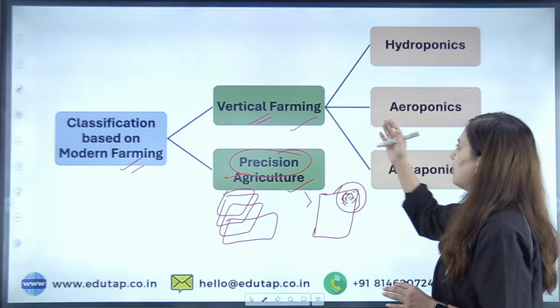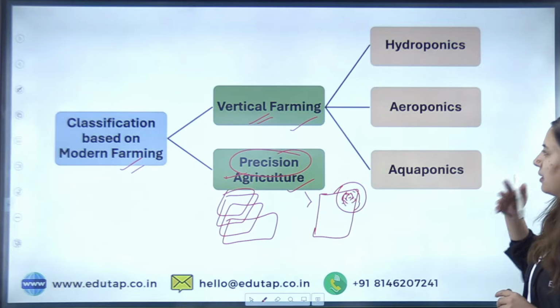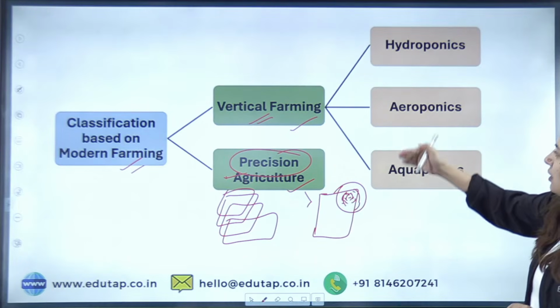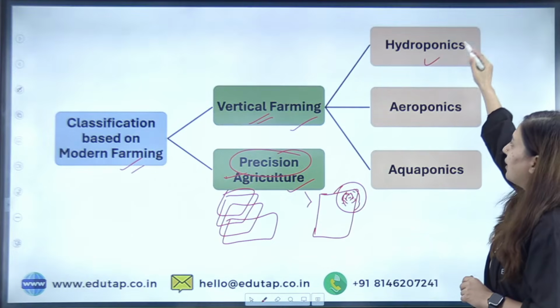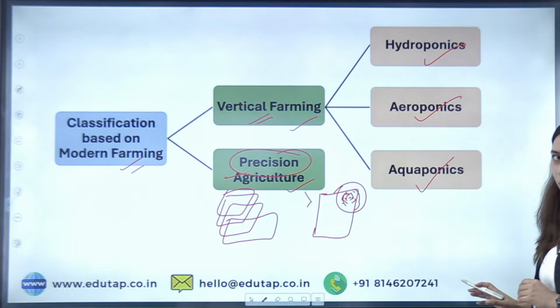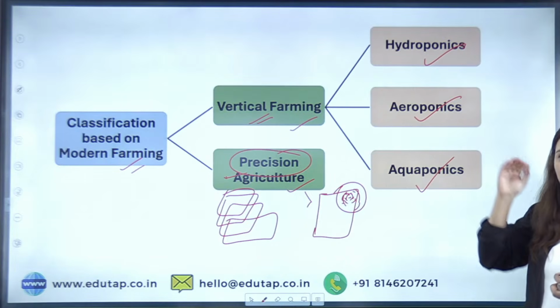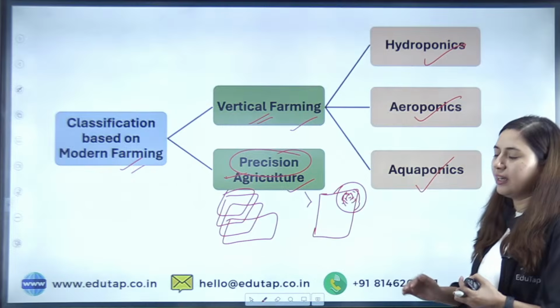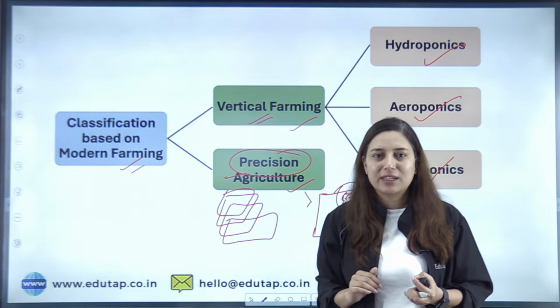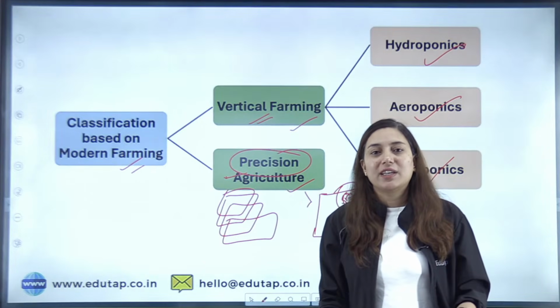Now students, let's come to the types of vertical farming, because यहीं से ये क्वेश्चन पूछा गया था आपको. तो वर्टिकल फार्मिंग के 3 टाइप्स होते हैं: हाइड्रोपोनिक्स, एरोपोनिक्स एंड एक्वापोनिक्स. What are these? So again, ये तीनों ही vertically grow किए जाते हैं, right? They are done where we are utilizing the vertical space. Closed environment में किए जाते हैं.